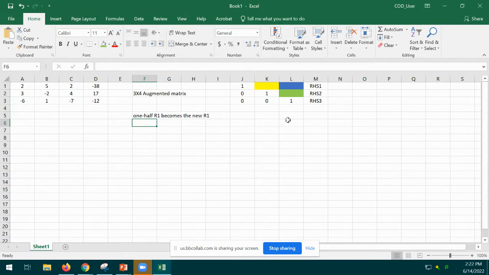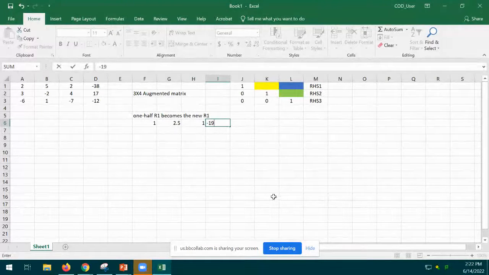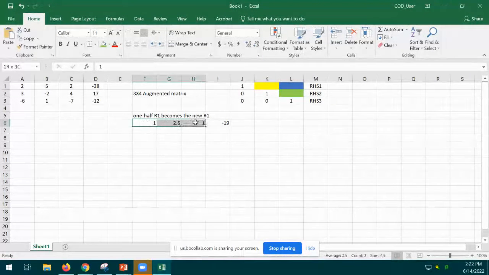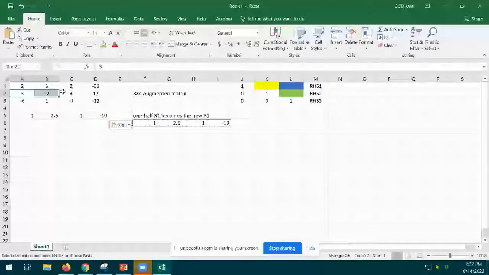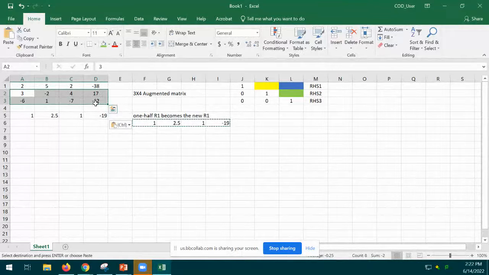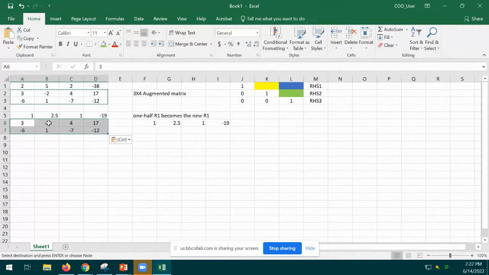Okay, well, 1/2 of the row 1, then, that is going to be 1. Is going to be 2.5. And this is going to be, let's see, it is 1/2, so that is 1 again. And this is -19. Okay, so you see this becomes the new row 1, and that is the first row operation that I do. So I'm going to copy this, and I'm just going to paste it over here like that. And I am going to center it in a minute, but these other rows haven't changed yet. So I'm just copying them, and I'm pasting them here, and I should center that again.